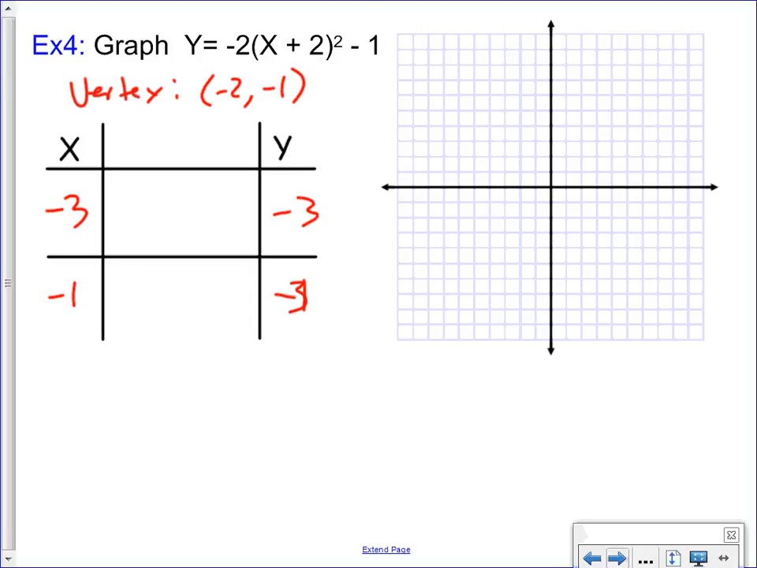Just so you know you're doing it right. 2, -1. 3, -3. 1, 2. There it is. And then 1, -3. So this one is a bit skinnier than your normal parabola. How do we feel? It's very, very similar to absolute value graphs.